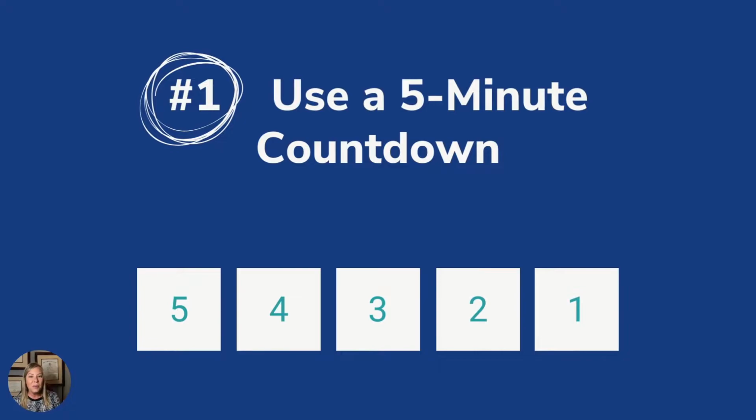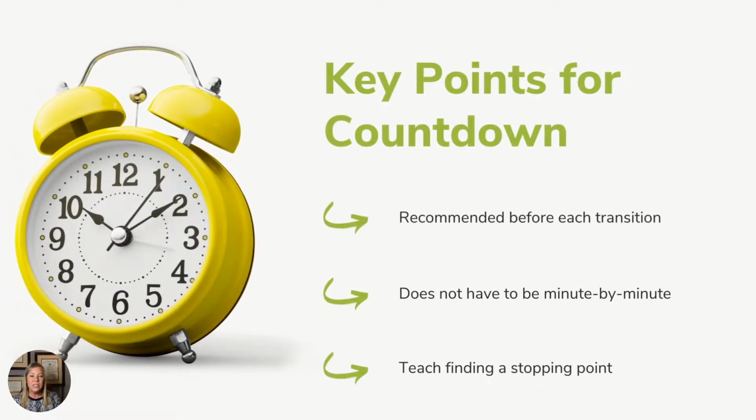Now, tip number 1 may be a strategy you are already familiar with. Use a 5-minute countdown. You can actually use the 5-minute countdown before each transition, not just the difficult ones. A countdown can actually be beneficial for all transitions. It's not important to have the countdown be exact or minute by minute. The key is to let the students know they are close to the end of an activity.